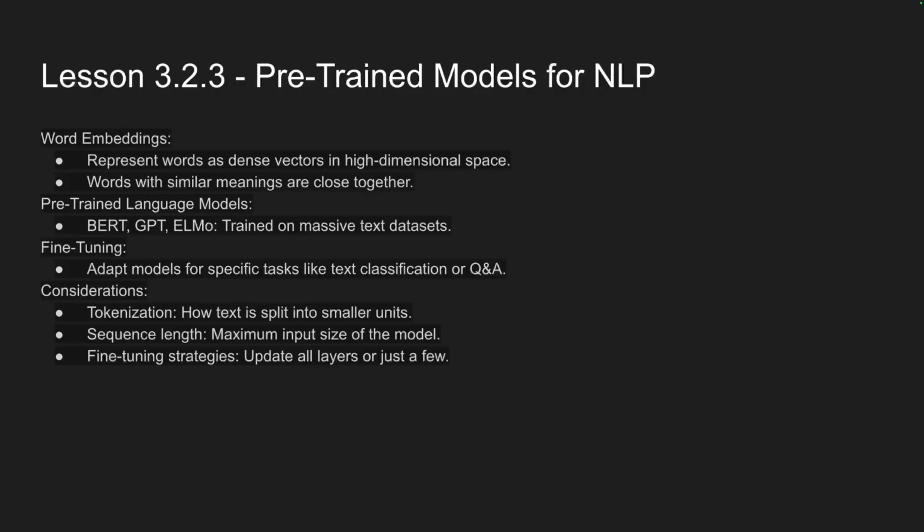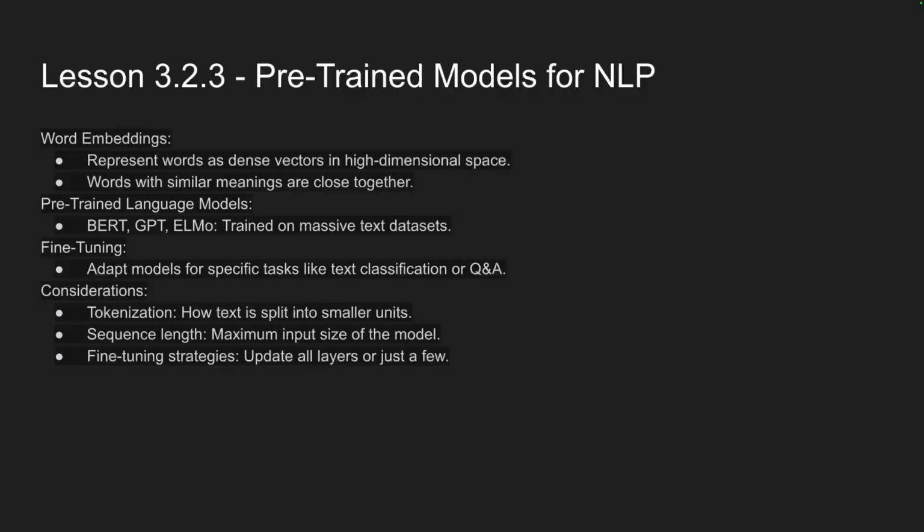Now let's talk about pre-trained language models. These are the workhorses of NLP, models like BERT and GPT, and what makes them special is that they're trained on massive amounts of text data, learning to predict missing words, generate sentences, or even answer questions. Think of them as incredibly knowledgeable assistants who read almost everything on the internet.